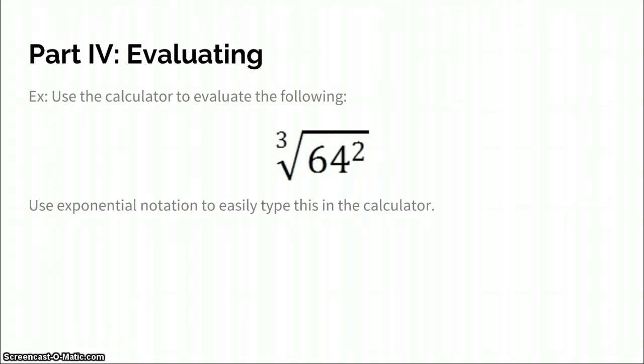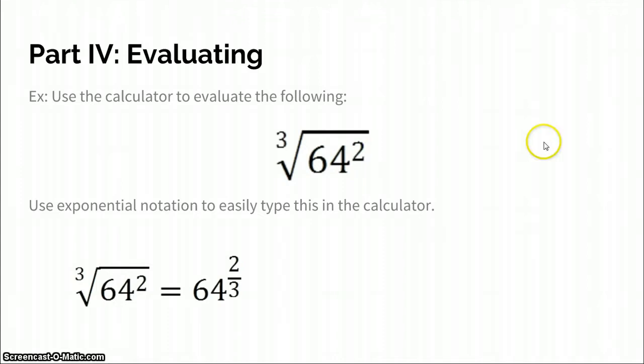If we have something funky like the cubed root of 64 squared, and we want to figure out what that comes out to as a single number, the first thing we want to do is use exponential notation to easily type this into the calculator. So the first thing we want to do is take that third root of 64 squared and use the rule we learned from the previous video to make that into 64 to the 2/3 power.